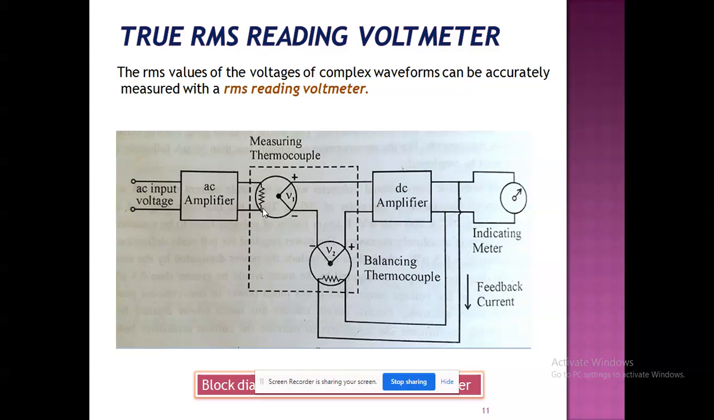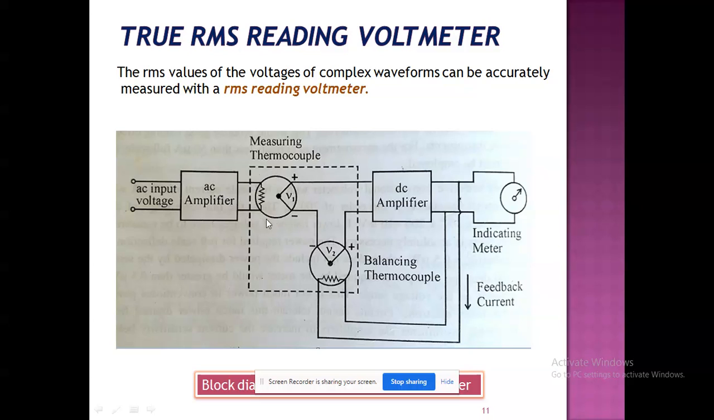What is a thermocouple? A thermocouple is a junction of two dissimilar metals whose contact potential is a function of the temperature of the junction. Therefore, the heat that is produced in the measuring thermocouple raises its temperature and produces an output voltage V1 which is proportional to E squared RMS of the applied voltage.